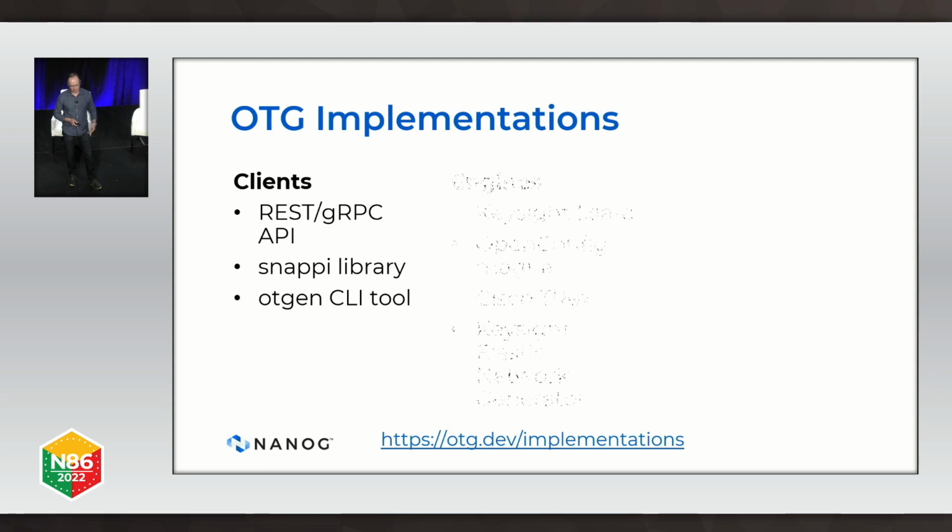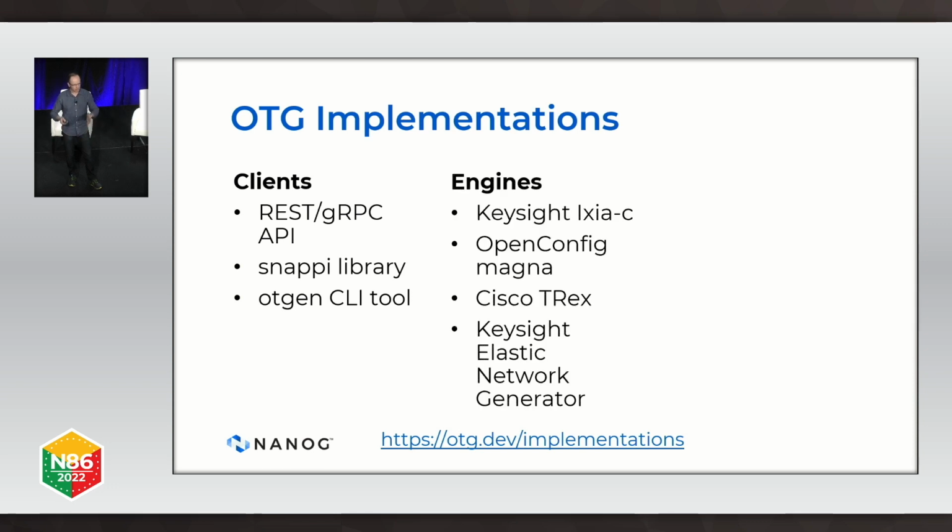So we have a client. Now the client needs to talk to a server, and the server is the traffic generator itself. By this moment, we already have several implementations of OTG API from different products. The first one we built is called Ixia-c. It's the containerized version of the Ixia traffic generator. It's not open source, but it has a free edition, or community edition, right? So you can freely download it, launch it, use it. It's just limited in certain regards, but otherwise freely available.